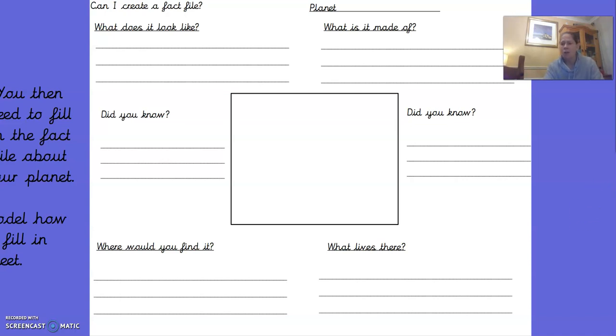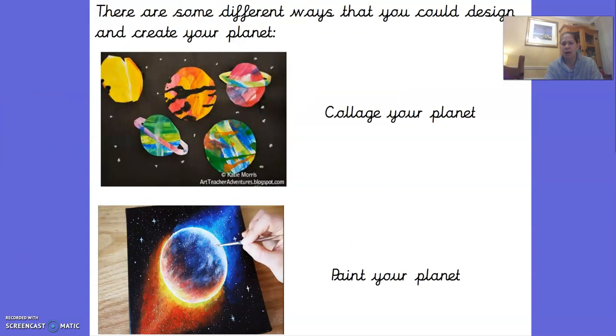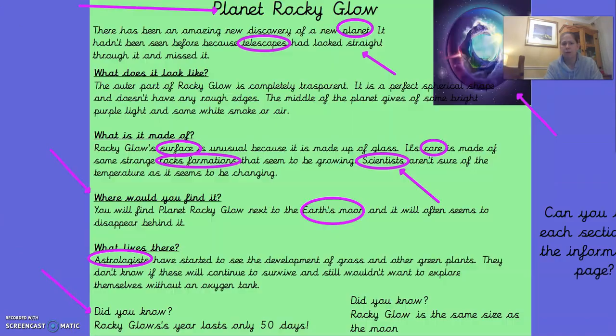Okay. I am just going to flick back and read you one of our planet information from yesterday so you get an idea again of what it's supposed to be like. So let me just flick through. So we'll have a look at Planet Rocky Glow. So Planet Rocky Glow, there has been an amazing new discovery of a new planet. It hadn't been seen before because telescopes had looked straight through it and missed it.